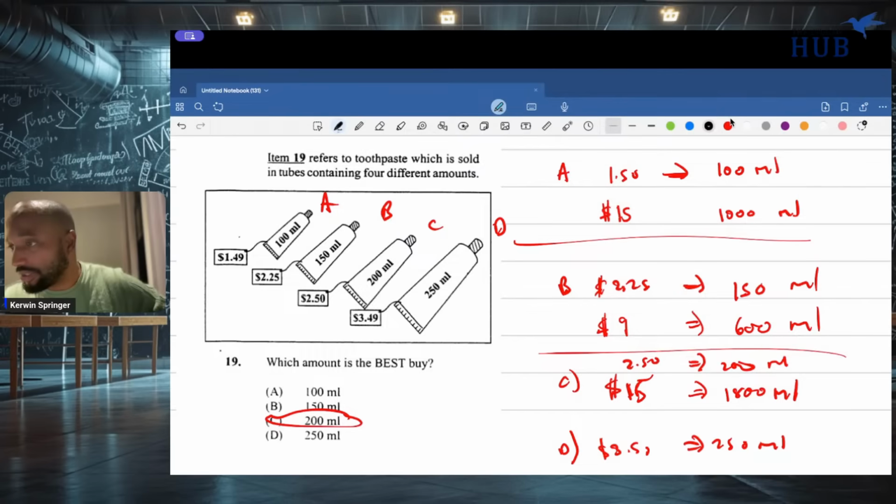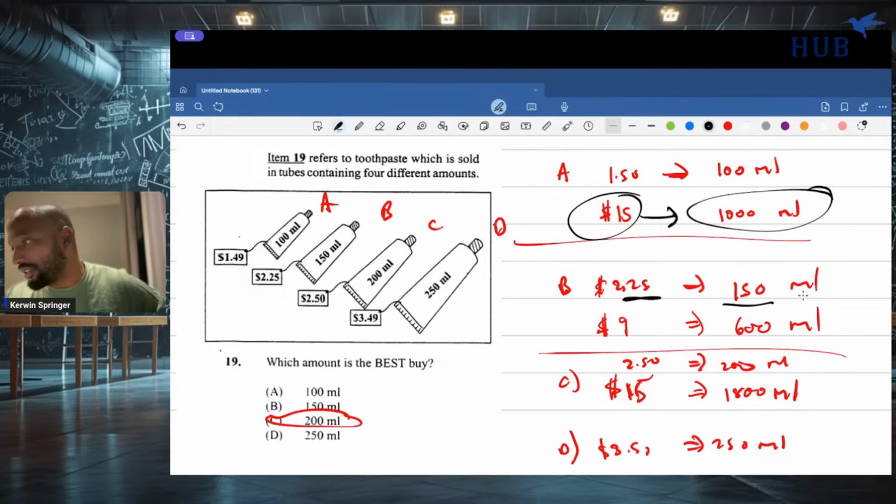Let me go through what's happening in my mind. $1.50 is 100 ml, so if I spend $15, I'll get 1,000 ml. I use this as my benchmark. $2.25 is 150 ml, so multiply this by 4: $9 is 600 ml. It's slightly less than this. If I multiply by 2 to get $18, that will give me 1,200. Pretty close, but C is really good because $2.50 gave me 200 ml.